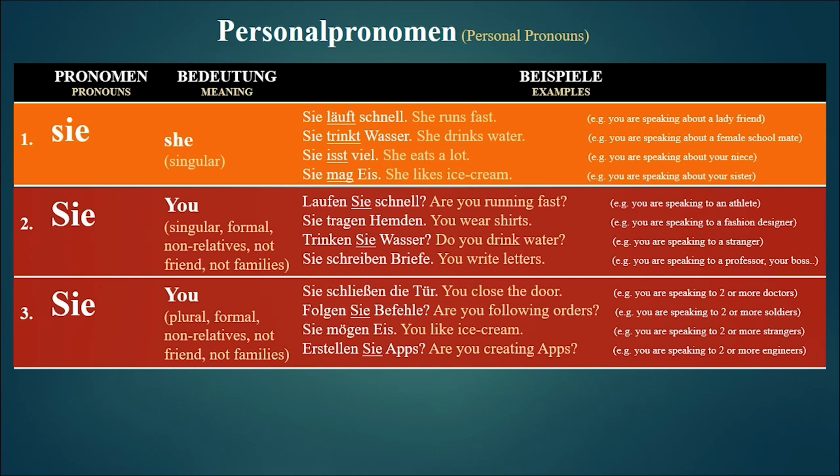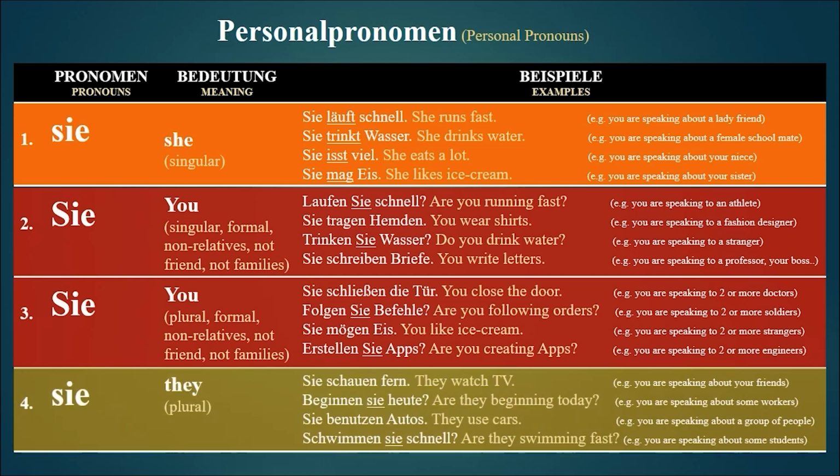So we have Sie mögen Eis. You like ice cream. So speaking to two or more strangers. Erstellen Sie Apps. Are you creating apps? You are speaking to two or more engineers, for instance. So this is the use of the third Sie. Both number 2 and number 3 are always used in capital and they represent a formal way of addressing people. Do not forget. Let's move on.